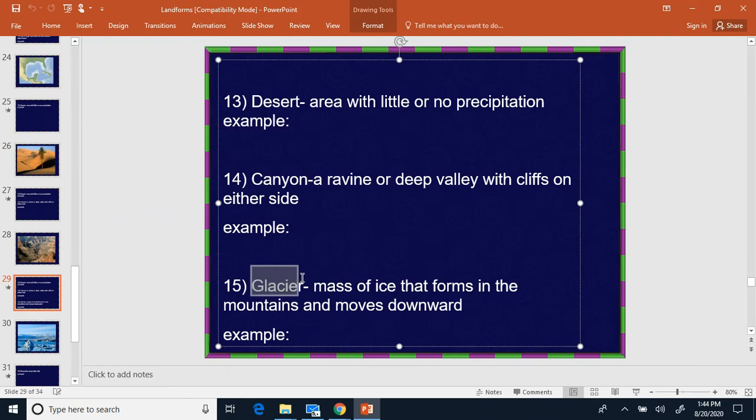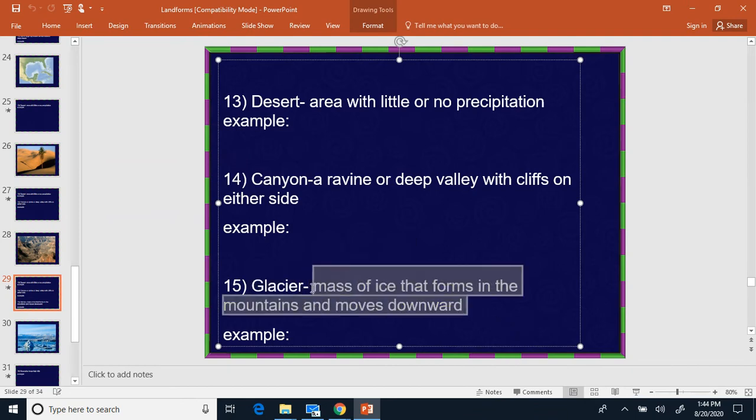Next bullet, glacier. And then one, mass of ice that forms in the mountains and moves downward.